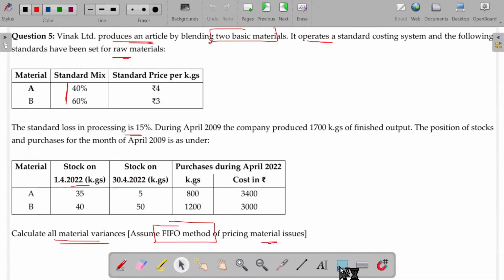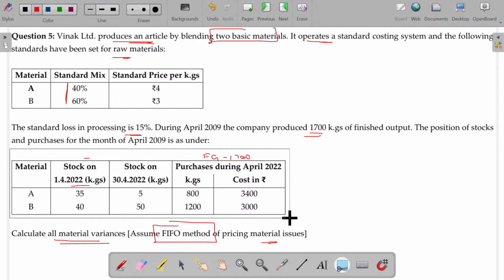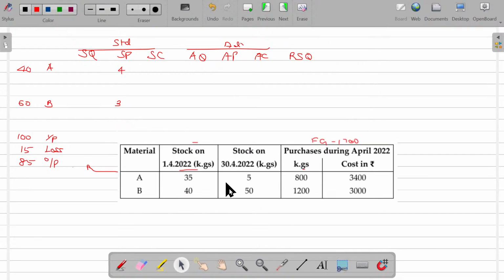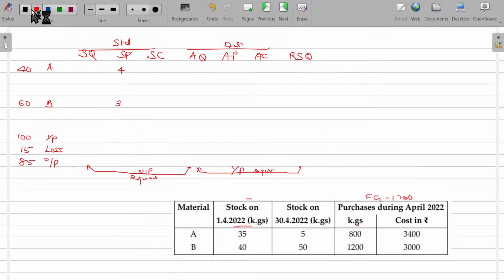Let's now move on to the actual. The company produced 1700 kgs of finished output. The position of stock and purchases for the month is given here. 1700 finished goods being 1700. They have been given the input and output details here. Clear? Let me try to solve this.